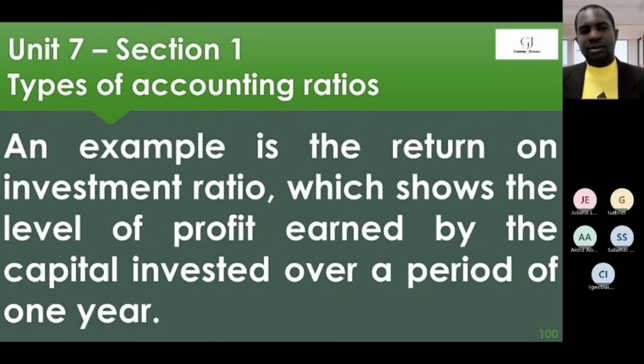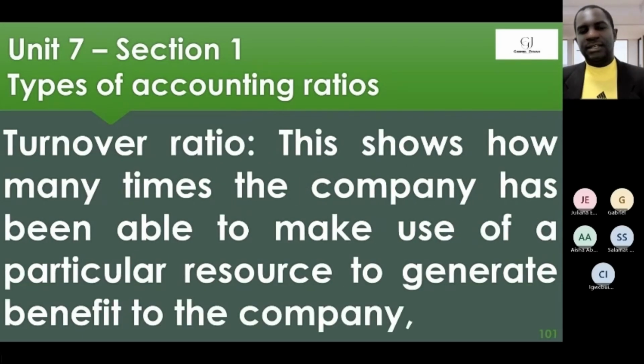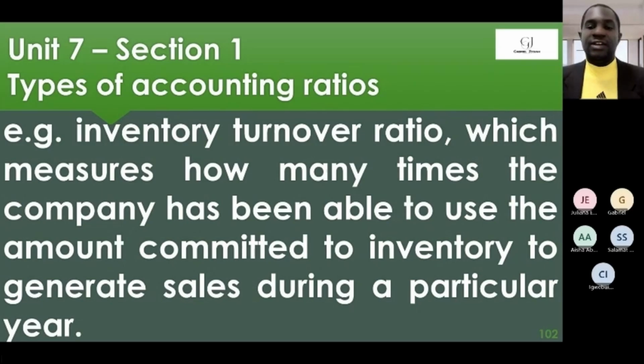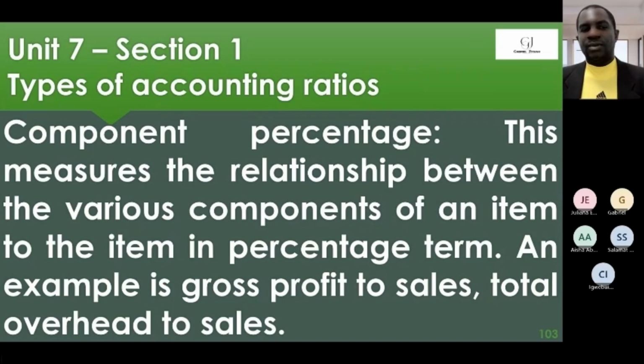Okay, so an example is the return on investment ratios, which show the profit earned from capital invested. We've spoken to that. Turnover ratio looks at how the company is able to make use of a particular resource to generate benefit, like inventory turnover. I talked about accounts receivable. So inventory turnover is how the company is able to commit inventory to generate sales in cash or on credit during a particular year. Then we have the component percentage type of ratio, the various components of an item in percentage terms. So for example, gross profit to sales, total overheads, looking at a manufacturing company, ratio to sales.